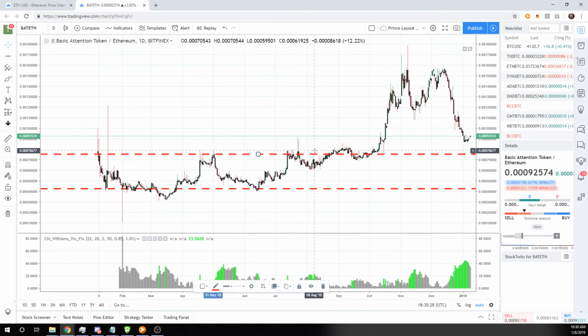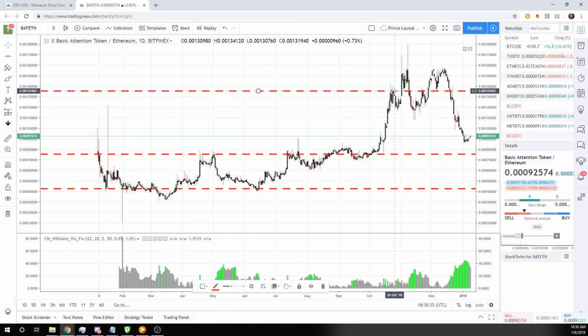Okay, here's another point. Very heavily correlated. Look at this. Resistance. Support. Resistance. Support. Where are we going to put our buy order? Obviously right down here. Just waiting for it to happen.